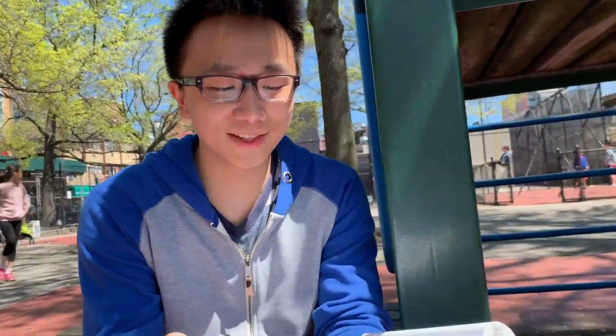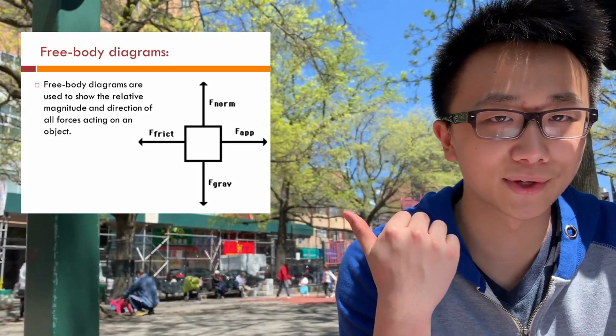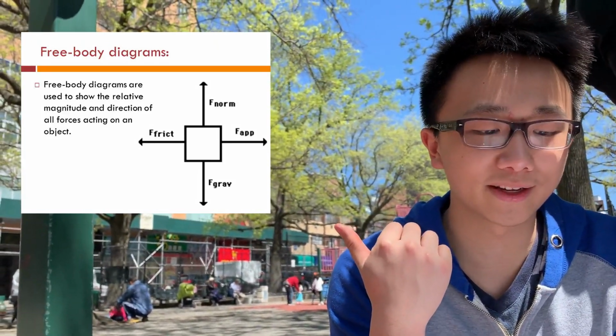Hi. My second law is F equals ma, and the force of gravity is F equals mg. When using my second law, remember to use a free body diagram, which is a diagram that shows all the forces acting upon the object.